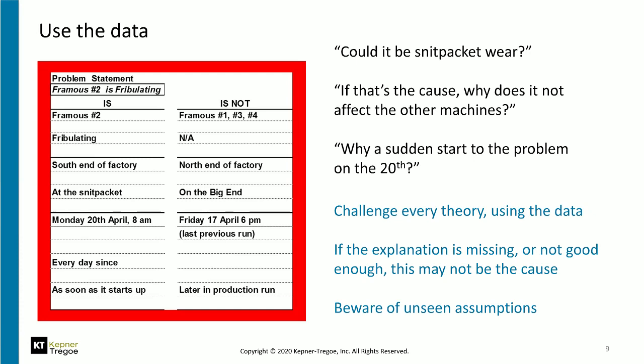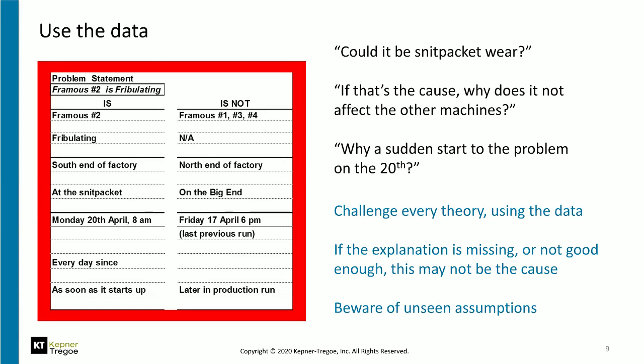Now, what those of you new to KT will notice is there are two columns here, is and is not. And it's just as important to make sure that your people write down items that could be affected but are not, as much as items that are affected. We're always looking for what could cause a problem with the framers fibrillating at the sound at the end of the factory and on the snip packet, and start at this time. And we do also need to be focused on what would also not be causing problems on other machines at other locations.